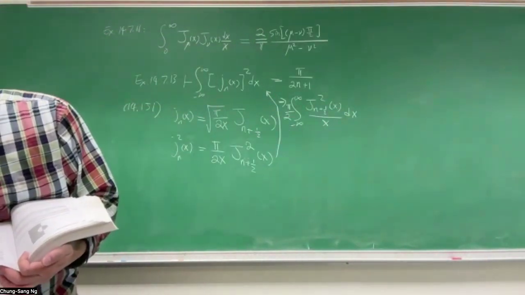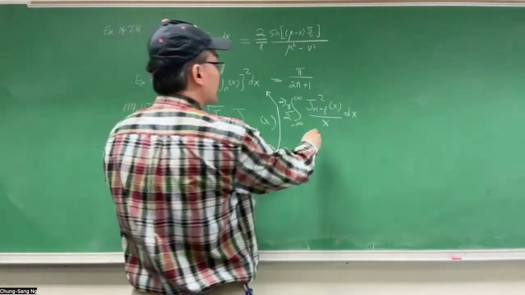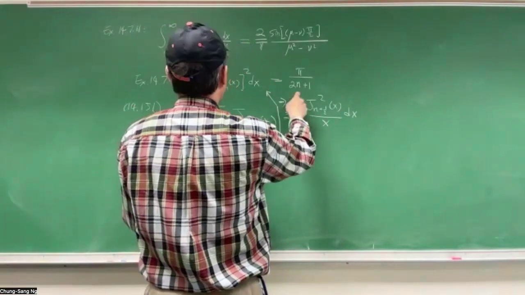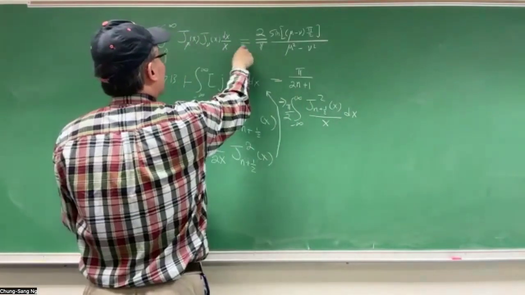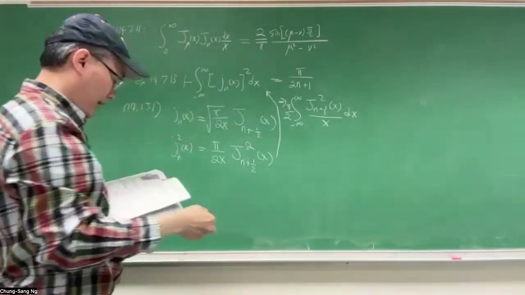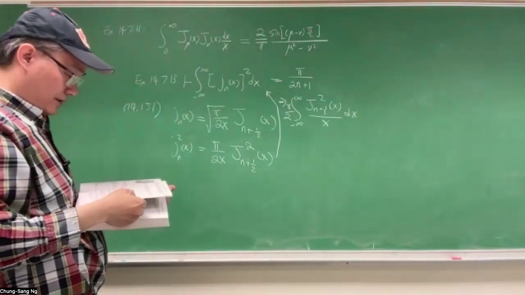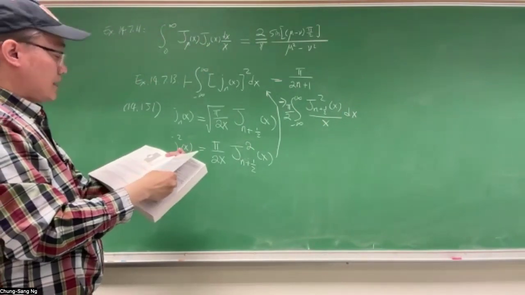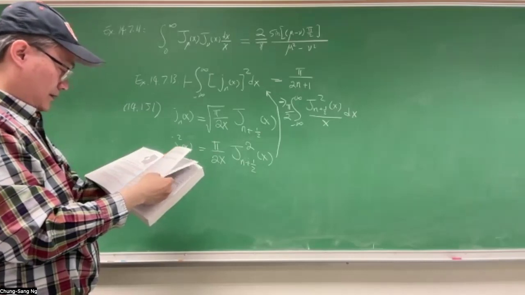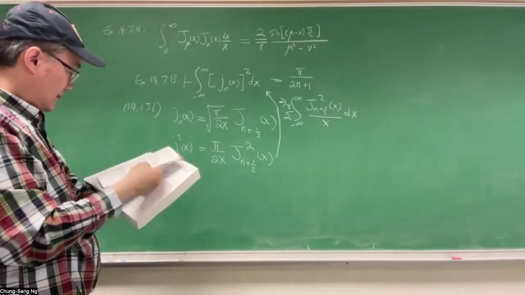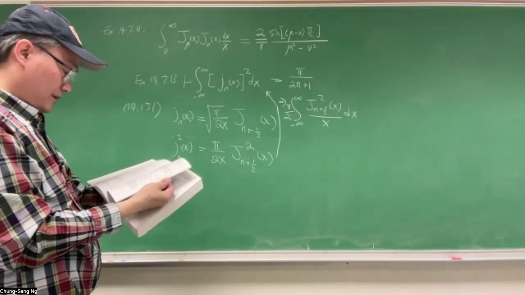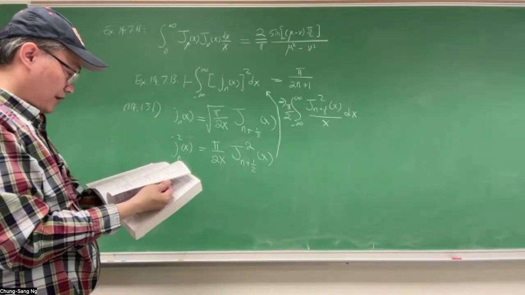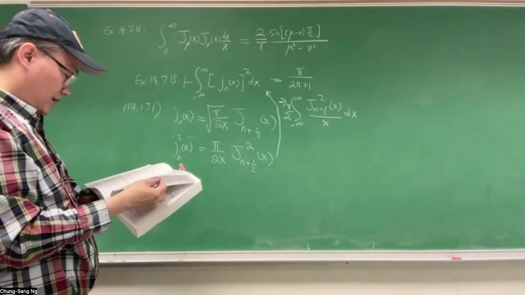now the idea is that this is from minus infinity to infinity. So if you want to directly use that, you need to change it back to 0 to infinity. And the old Bessel function we usually define just for positive argument.